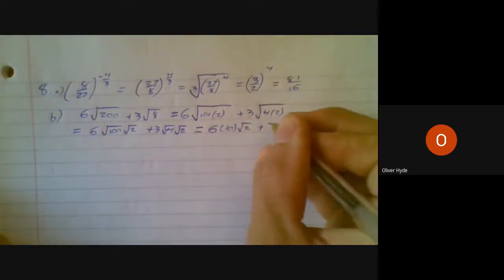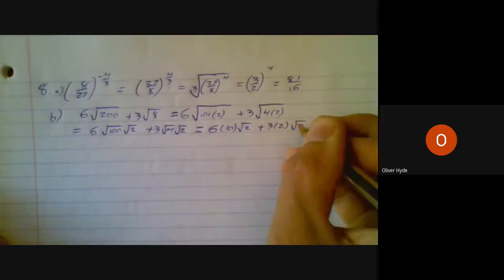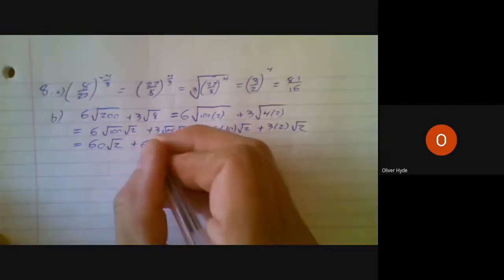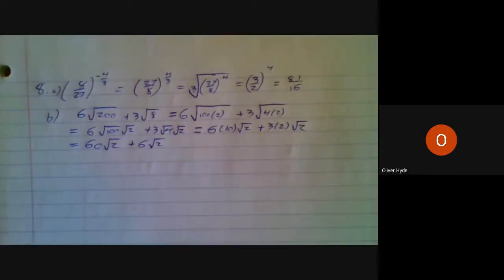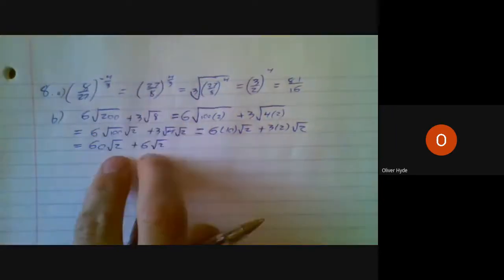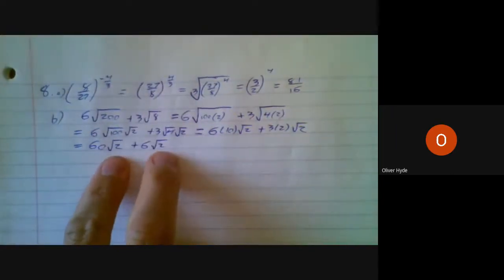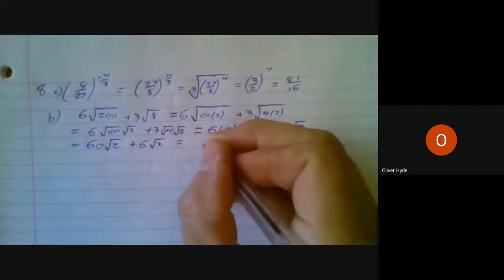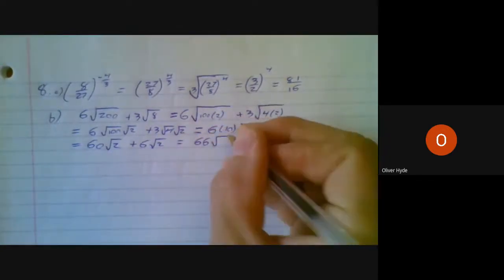So this would be 6 times 10 times the square root of 2 plus 3 times 2 times the square root of 2. 6 times 10 can simplify to 60. 3 times 2 can simplify to 6. And in this case, it's not luck. The question was designed so that we could simplify down to the same radicand. You now have 60 root 2's plus 6 root 2's. You read it in English, and it should make sense.